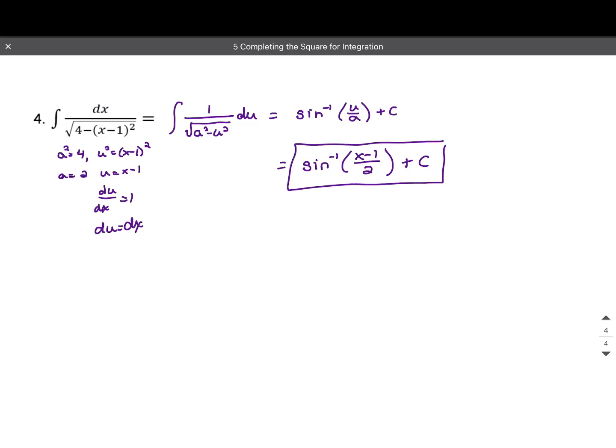All right, so we're going to practice more with completing the square and then integrating. So remember, if you can simplify the integrand, it makes it easier to integrate.